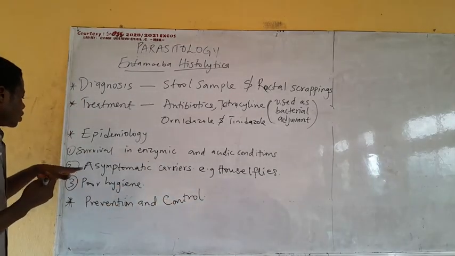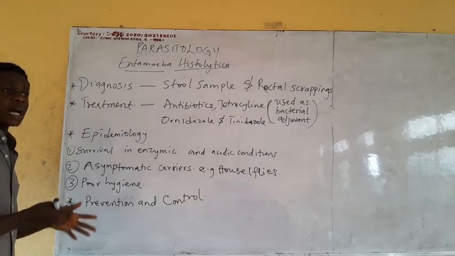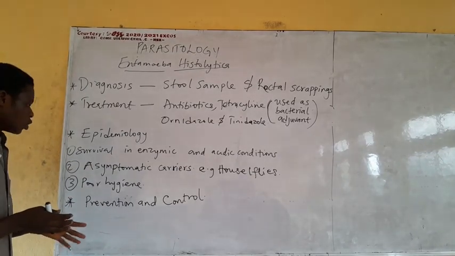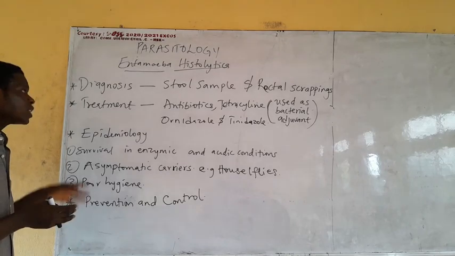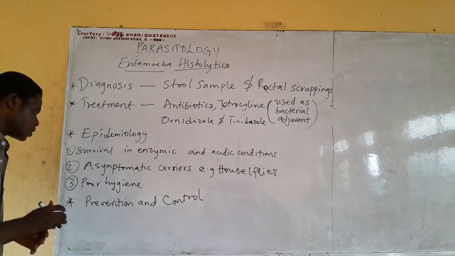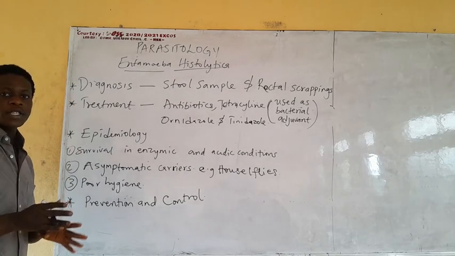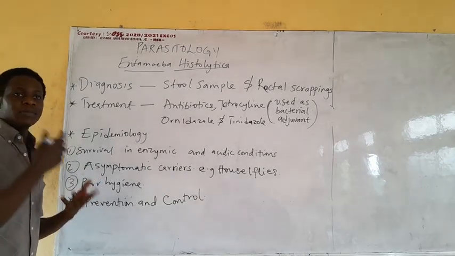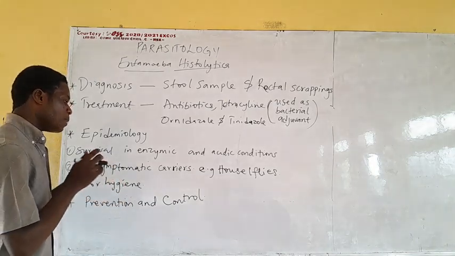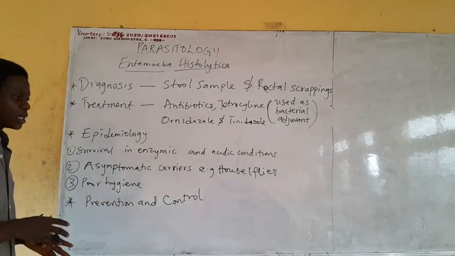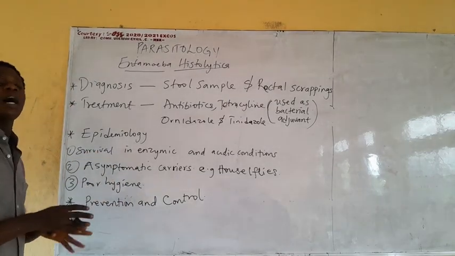Then coming to poor hygiene, as you all know, poor hygiene attracts infection. So we need to keep our environment clean to prevent this particular disease known as amoebiasis. Then prevention and control, like I said earlier, poor hygiene. So what can we do to eliminate amoebiasis? By cleanliness of the environment and also washing of hands before and after eating.